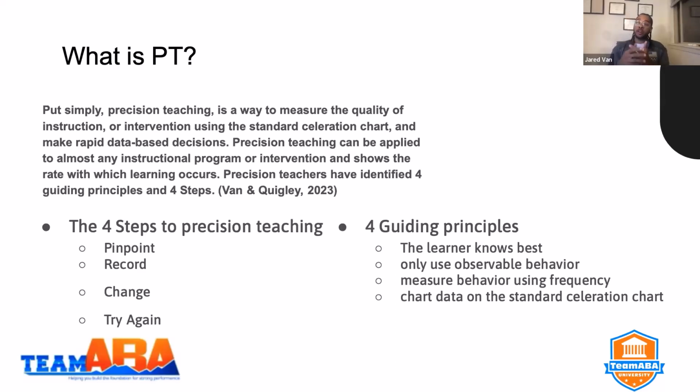Precision teaching can be applied to almost any instructional program or intervention and shows the rate with which learning occurs. And there are 4 guiding principles and 4 steps. The 4 steps are pinpoint, record, change, and try again, which we're going to talk about through coaching sports performance. The 4 guiding principles are: the learner knows best, only use observable behavior, measure behavior using frequency, and chart data on the standard acceleration chart. And we're going to talk about what that looks like in athletic performance.